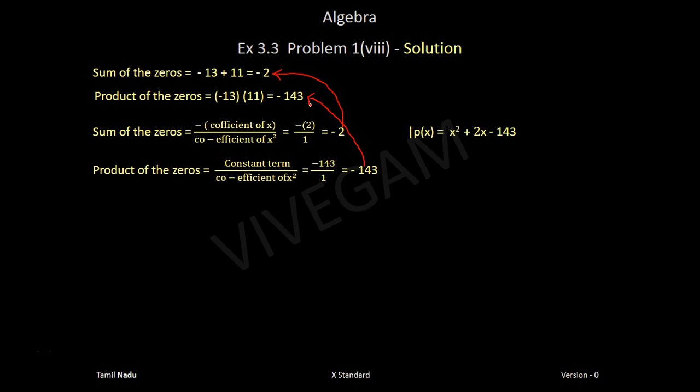So whichever way you check the zeros, you can substitute in the factors and check it out, or you can substitute in the original polynomial and prove it. Whichever way suits you, you can do.